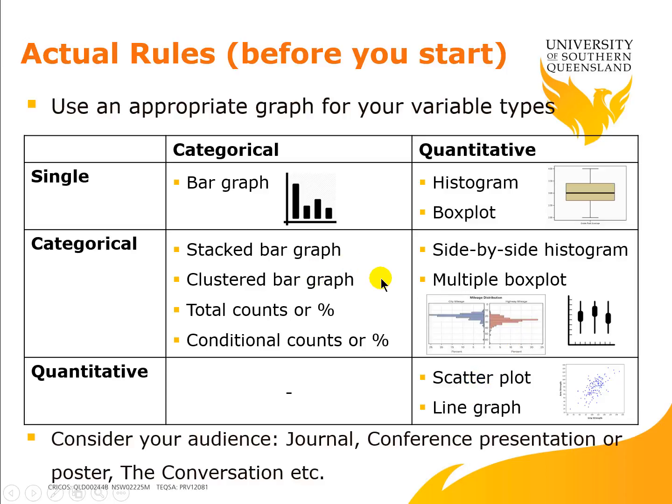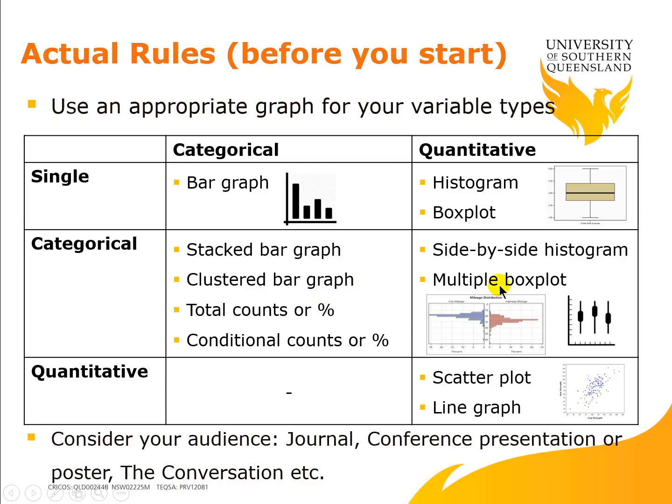So these are actual rules. The type of data you have will determine the correct type of graph that you can use. So if you have a quantitative variable, you should not be using a bar chart, you should be using a histogram. There's no changing that rule, that's just the way it is. If you use the wrong type of graph for the type of data, you're making a fundamental flaw. So I think that is a firm rule.